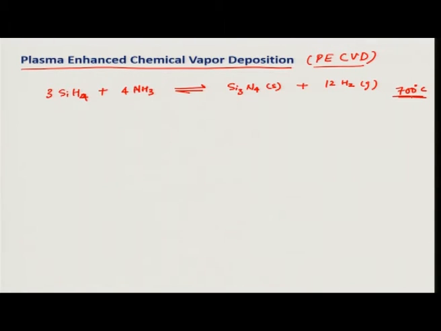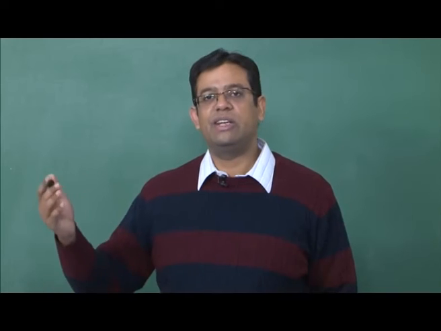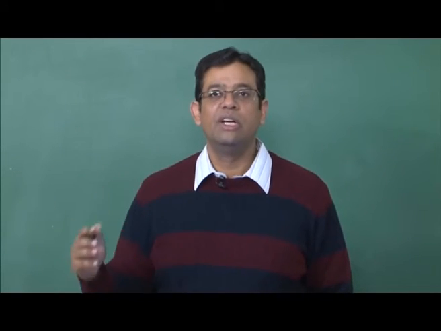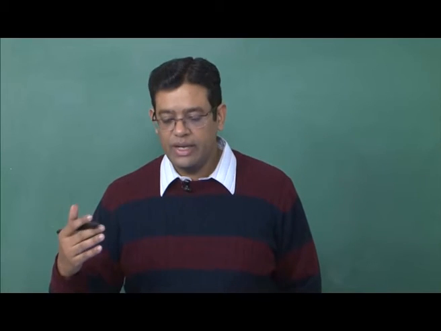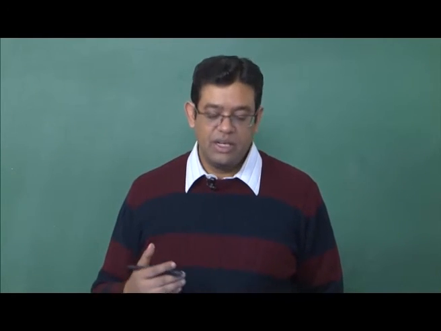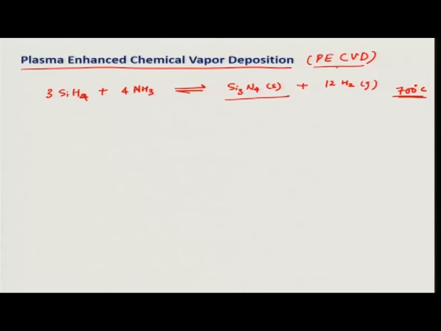Now, suppose you want to deposit this silicon nitride on a glass. Glass has a melting temperature or glass transition temperature around 400 to 500 degrees C. So, you cannot go beyond that temperature with the glass substrate. So, what do we do? We can use the PECVD process in which the same reaction can happen at a much lower temperature, around 300 degrees C. Now, why would that happen?